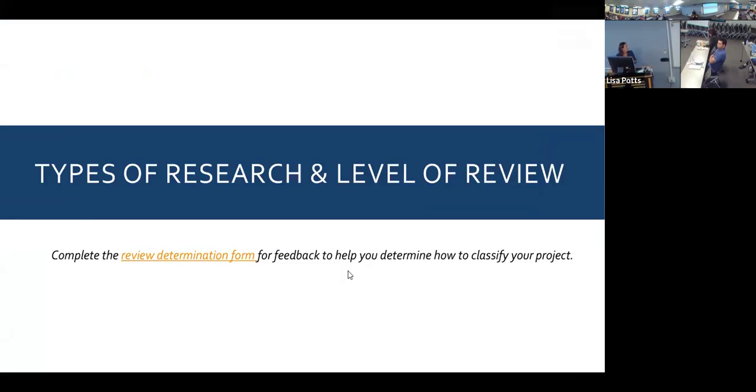We do have this review determination form on the website that if you really have looked through the worksheet, looked at the website, and you're still not really sure and you want some feedback, you can go in and fill that out, or advise your students to fill that out, where we do need enough information to be able to help guide you.